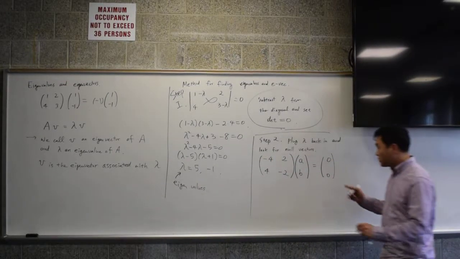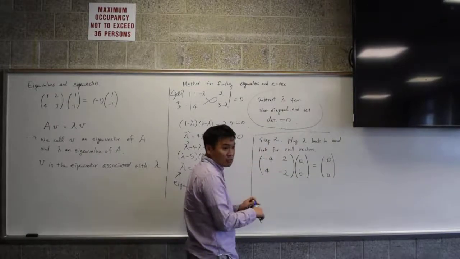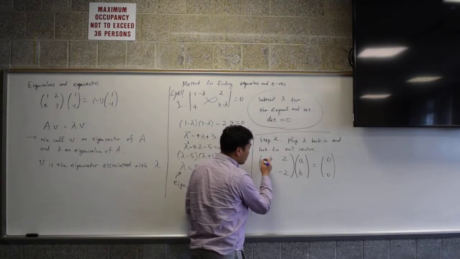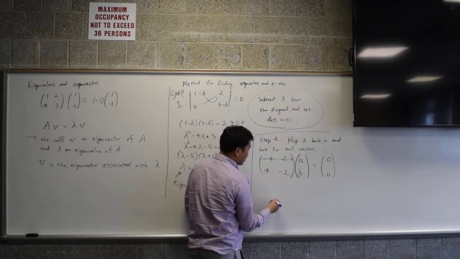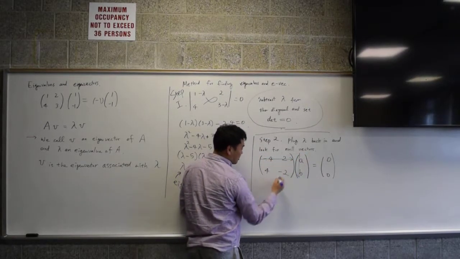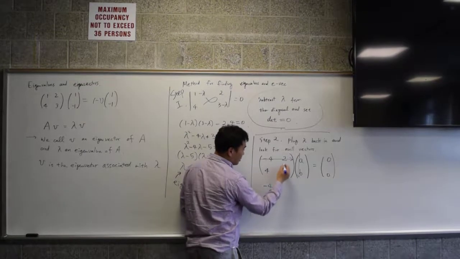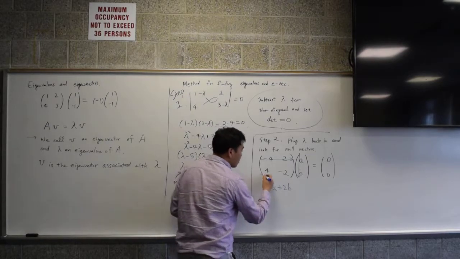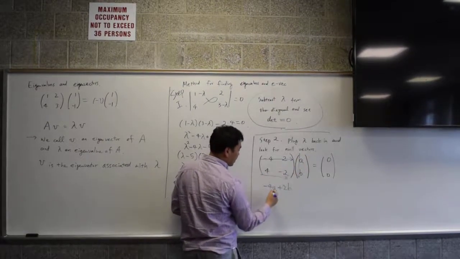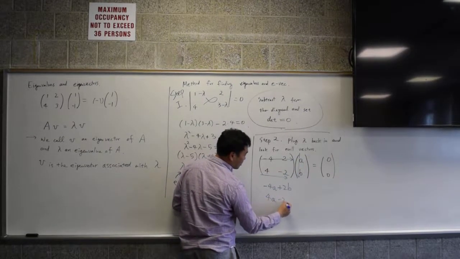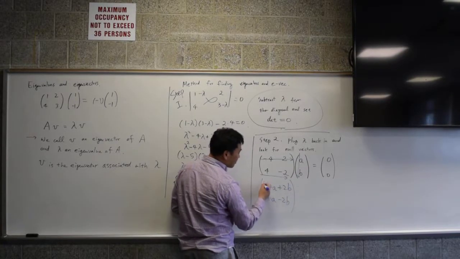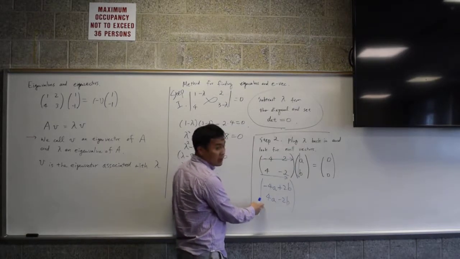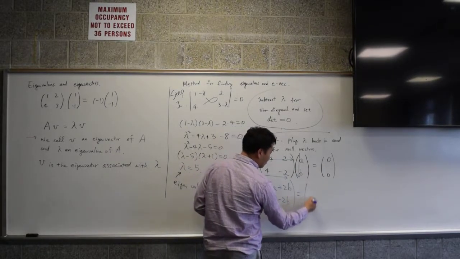So, how do you multiply matrices again? Across and down. So you do across and down. What does that give you? Negative 4 times A plus 2B. Same thing, you do across and down, 4 times A minus 2B. That's the result of multiplying these two matrices on the left side, and this is equal to 0, 0.